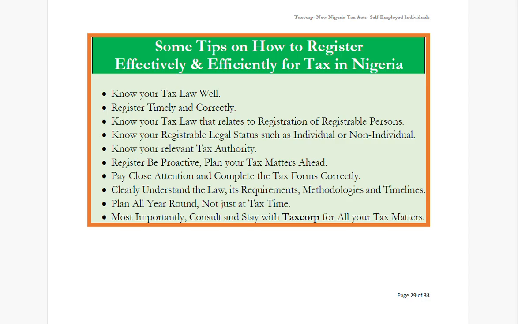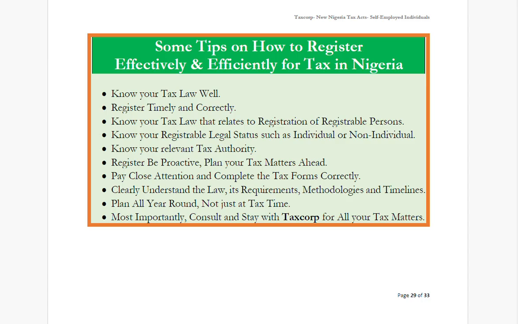First, know your tax law well. Register timely and correctly. Avoid offenses. Know your tax law that relates to registration of registrable persons. Know your registrable legal status, such as individual or non-individual. Know your relevant tax authority. It could be Lagos State, it could be FCT Abuja, or it could be Kano Internal Revenue Service, it could be Enugu, it could be Rivers State. So please know your relevant tax authority.